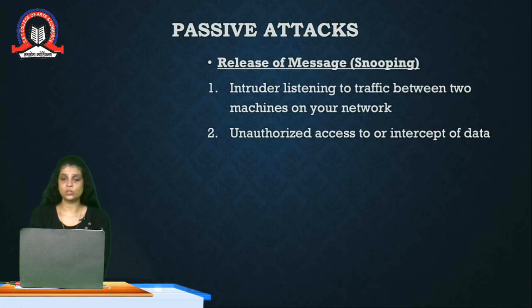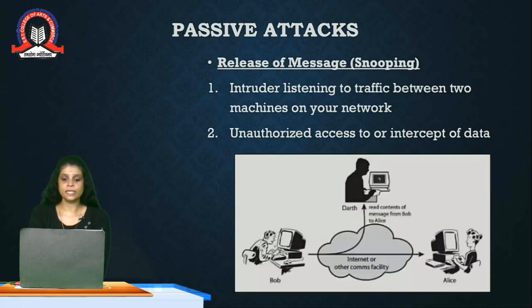First is the passive attack, and the first category was snooping, that is release of message. So an intruder listening to traffic between two machines on your network, unauthorized access or an interception of data, means someone is observing our communication. So here our confidentiality is totally lost. So Bob is sending some message to Alice, but what Darth is doing, he is observing, he is listening to whatever communication is done between both of them.